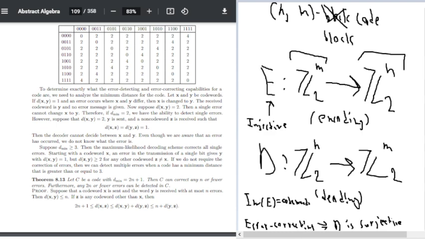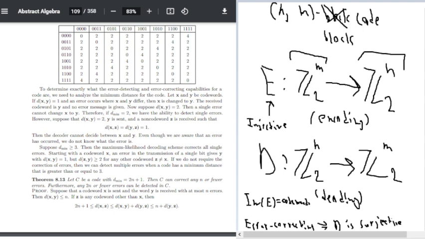Now, suppose d(x, y) is equal to 2. Then a single error cannot change x to y. Therefore, if d minimum is equal to 2, we have the ability to detect single-digit errors. However, suppose d(x, y) equals 2, y is sent, and a non-code word z is received, such that d(x, z) equals d(y, z) equals 1. Then the decoder cannot decide between x and y, because there is this element z that's 1 flip away from both x and y.